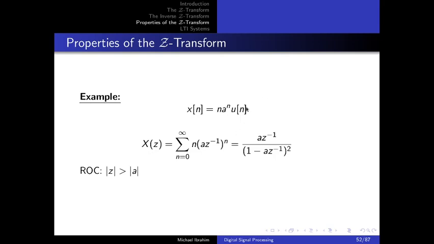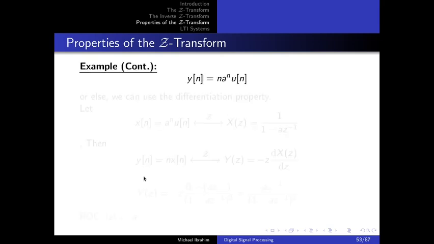Since we have a u of n here, the summation would go from 0 to infinity. Combining a and z to the minus 1 in one term like this, we'd have n times (a z^-1) to the power n, which is n r to the power n. If you remember the summations we discussed in the very first lecture on Z transform, this summation is simply a z^-1 over (1 minus a z^-1) all squared, where the ROC should be modulus z larger than modulus a.